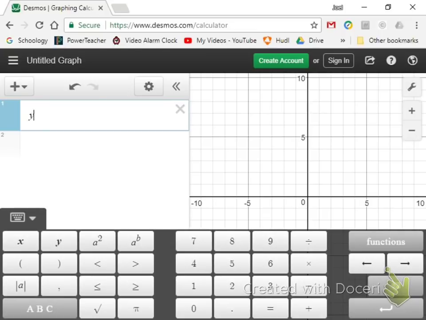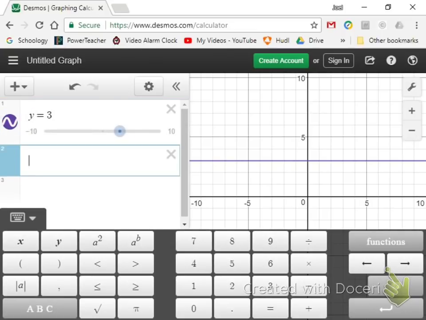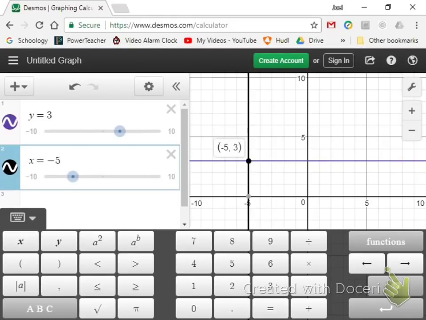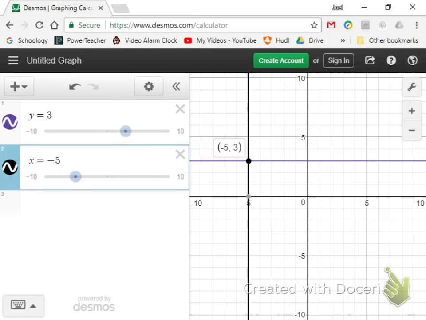So I'm going to go y is equal to 3. And then I'm going to go x is equal to negative 5. Let's see, to do a negative, can I go minus 5, negative 5? Yeah, there we go. And so seeing where those two lines cross each other is going to be the ordered pair negative 5, positive 3. See, I can just see that I have a vertical and a horizontal line.